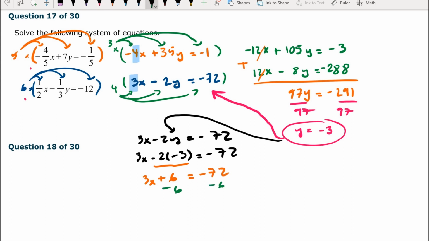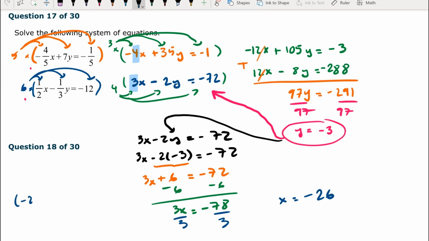Subtract 6 from both sides. 3x equal to negative 78. And divide by 3 on both sides. x equal to negative 78 divided by 3, which will give you negative 26. Okay, so your answer will be negative 26, comma negative 3.